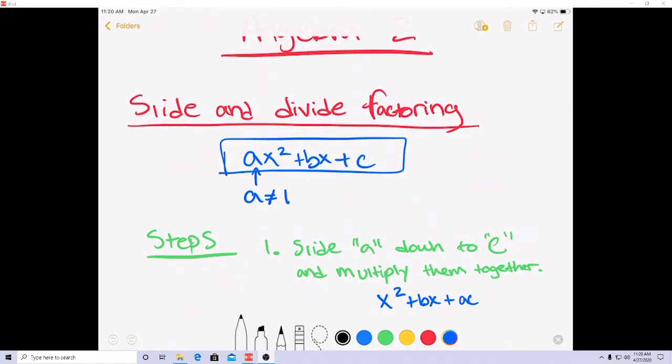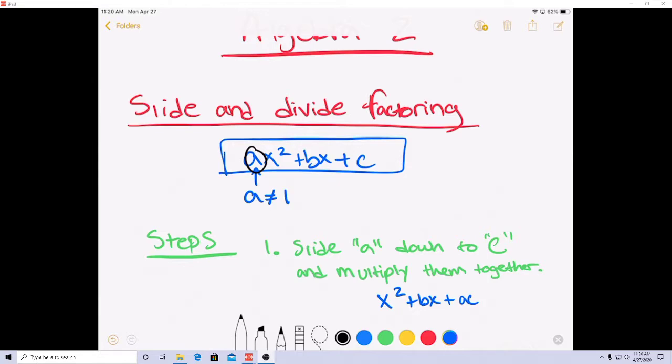Okay, slide and divide factoring, you only use this when it's a quadratic. The highest power is a 2. Trinomial. That means there's got to be 3 terms. But the difference between this and the reverse FOIL method is this number right here, this A value that's in the front. Last week, it was not even there. It was always a 1. This time, it's not going to be a 1. Okay? So it's going to be anything besides 1.